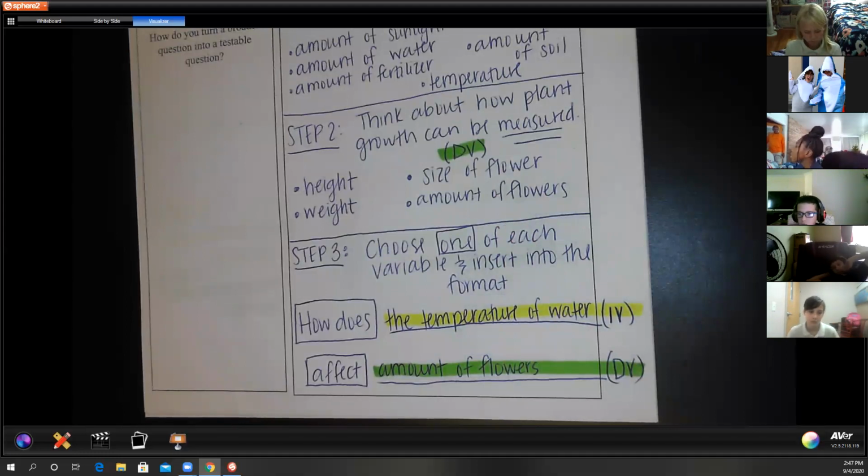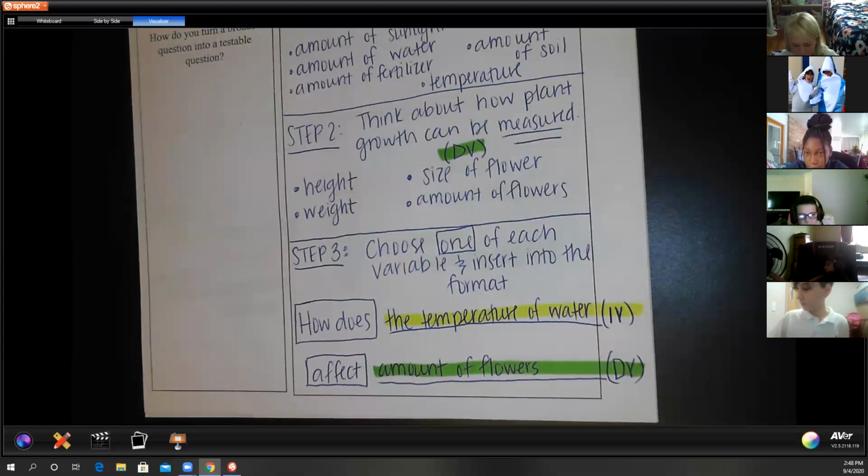How does the amount of sunlight affect the plant's height? And then I see Bobby. Bobby, you said, how does the amount of fertilizer affect the height? Is that what you said? Okay. How does the amount of fertilizer affect the height? Go ahead, Rebecca, share yours. How does the amount of water affect the height of the plant? Go ahead, Lindsay. Is that what you had? What about you, Sion? Did you have a different one?